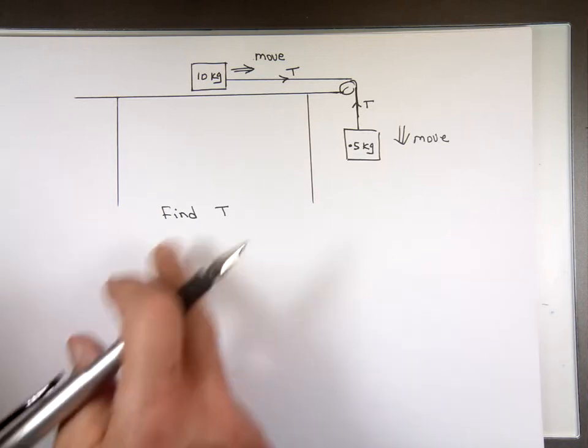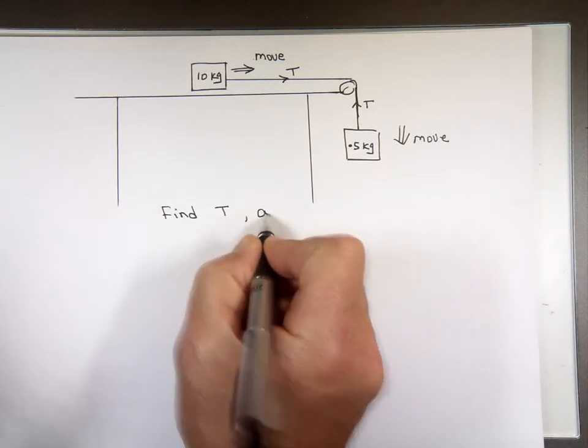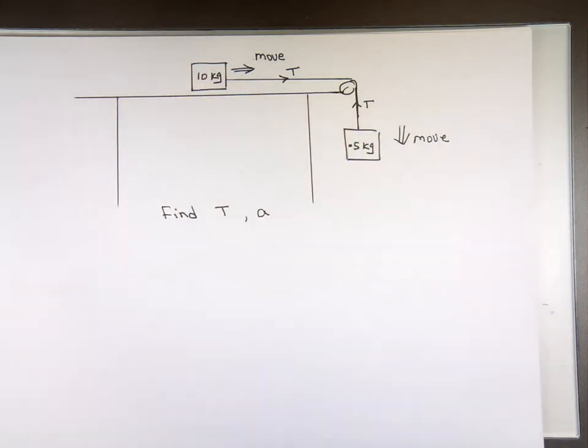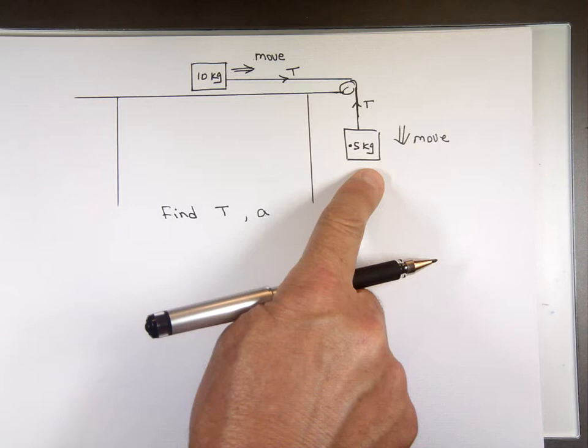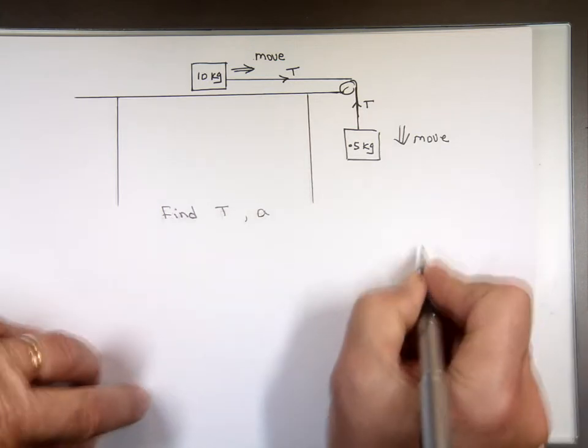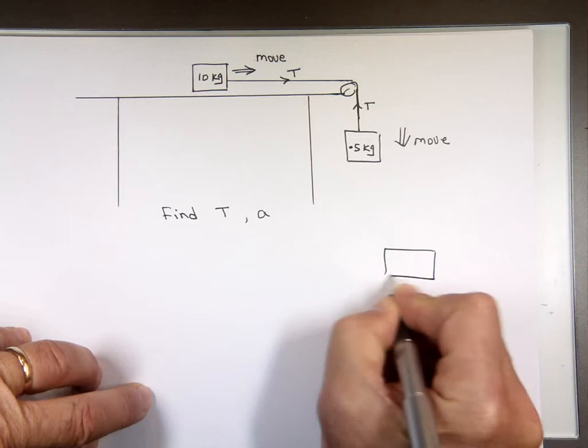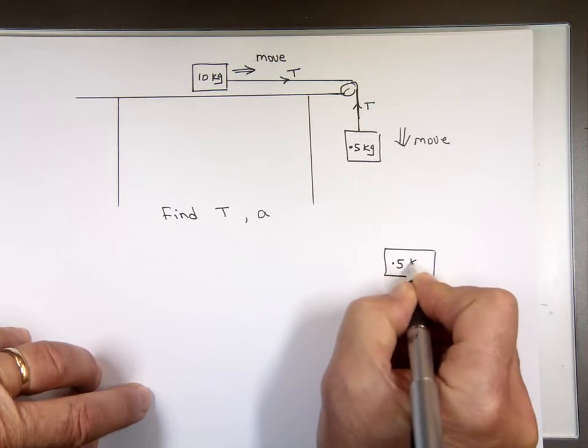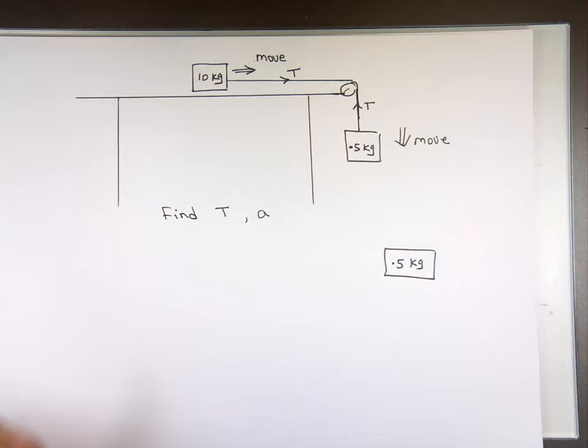So find the tension and find the acceleration. Both of these are going to be moving at the same speed, the same acceleration. So this one is not going to have a different acceleration than this or a different speed. How do we find these two? Well, let's look at each box and see what we have. Let's look at the 0.5 kilogram. Let's list all the forces acting on that 0.5 kilogram. What do we have?